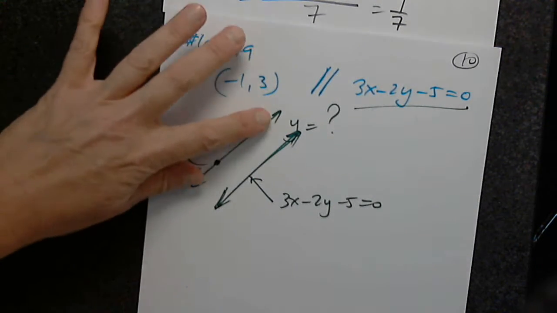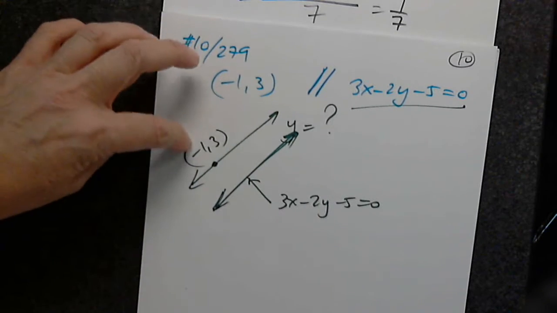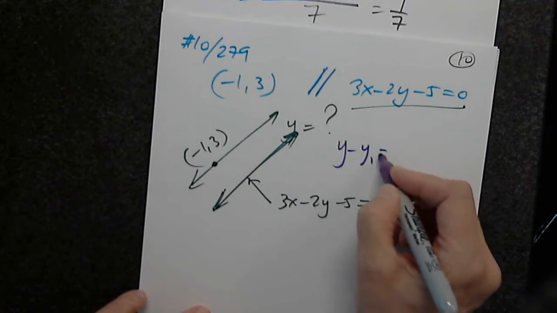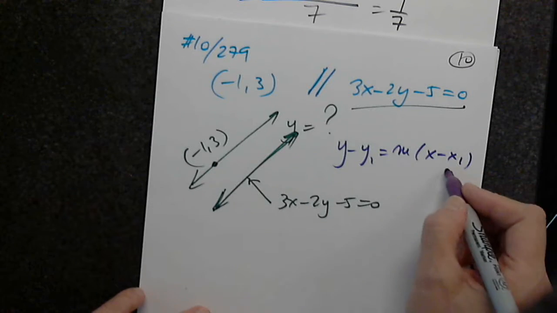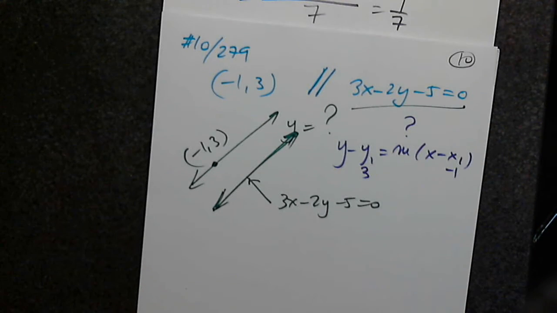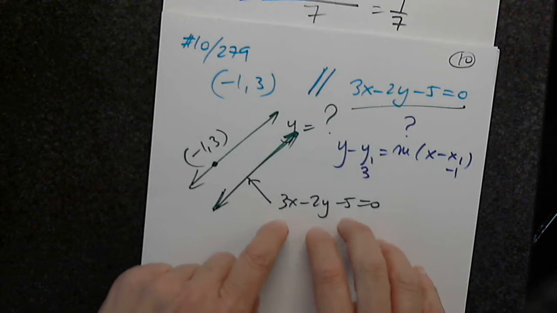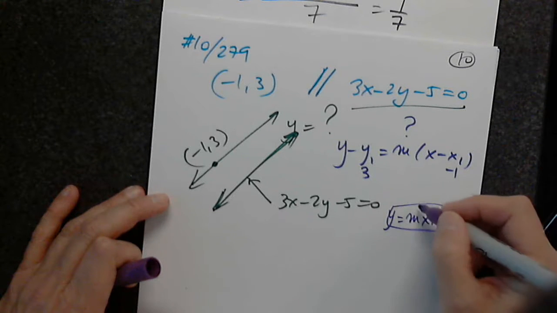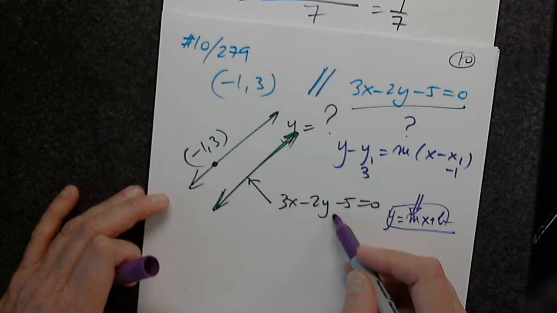So now, I know I have a point that I could use to determine y. So this is not the y-intercept, so this is y minus y1 equals the slope times x minus x1, and this will be negative 1, and this will be 3. So the only thing that I'm missing before I find the equation of the line is the slope. Is there any way I could find the slope? Yes. How? Y by itself. Yes. By solving this equation for y, setting this equation in the form y equals mx plus b, I will be able to determine the slope of this line.